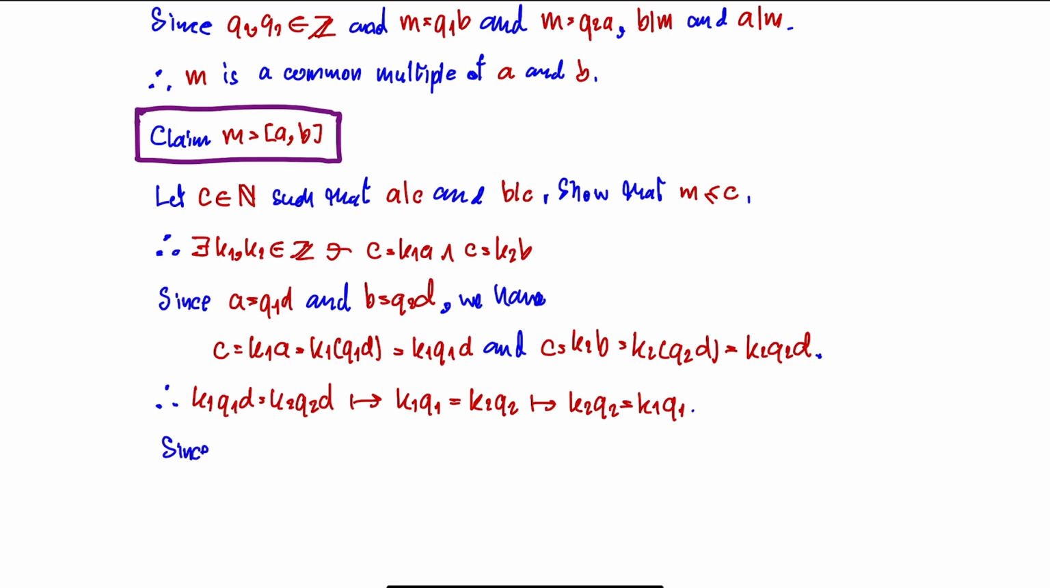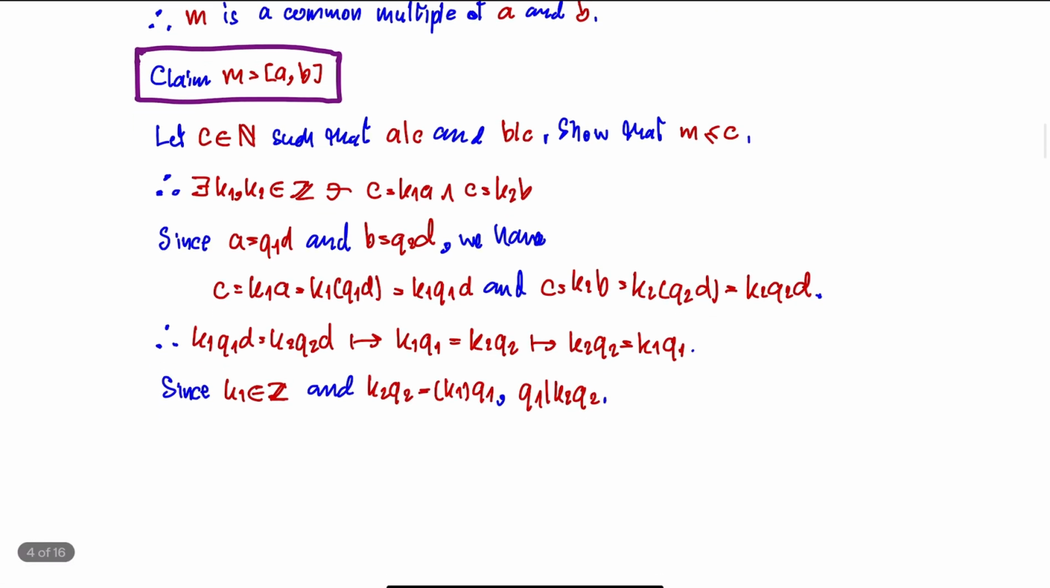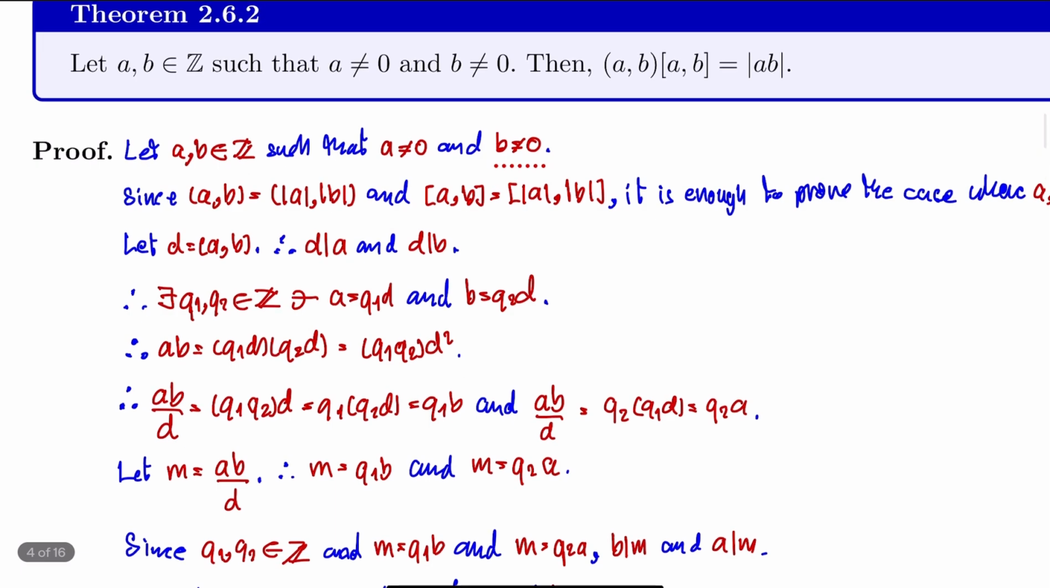And since Q1, I want to use k1. I want to perceive k1 as a quotient, since k1 is an integer. And k2 Q2 equals k1 Q1. That means that Q1 is a divisor of k2 times Q2. Okay. Now, let's go back up here.